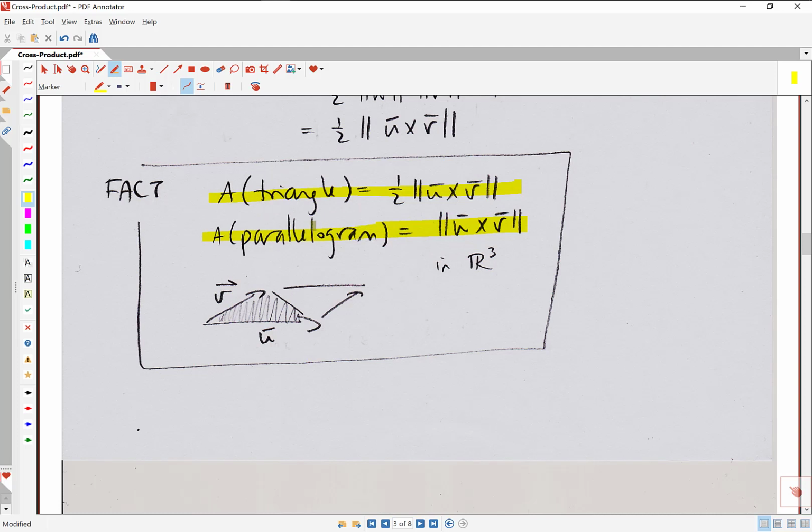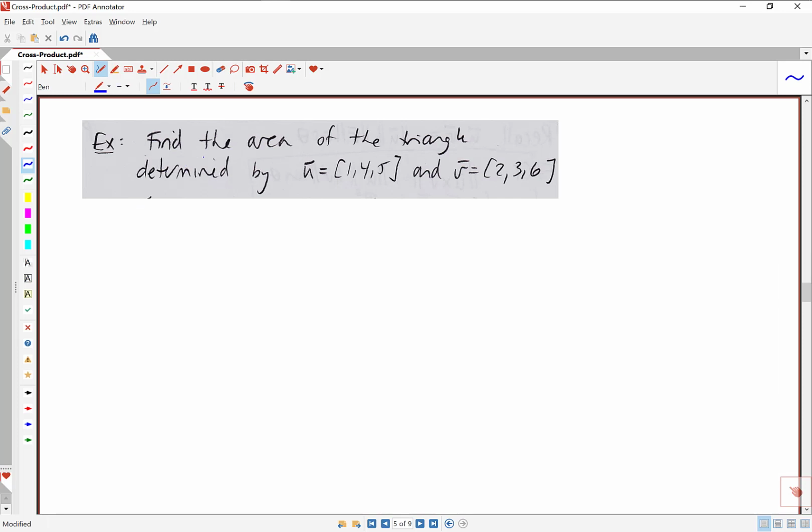So just to connect these two formulas with the picture, we've got vectors u and v in R3 positioned however we like. We can either talk about the area of the triangle formed by these two vectors, or we can talk about the area of the full parallelogram that would be formed if you recopied u and v. So let's put this into practice by finding the area of the triangle determined by these two vectors.